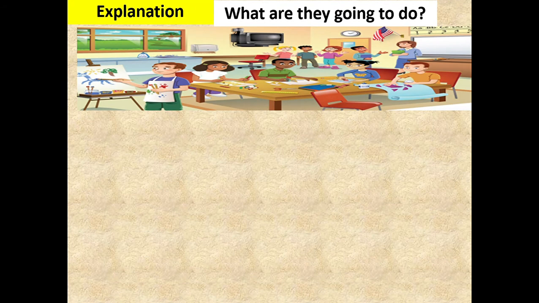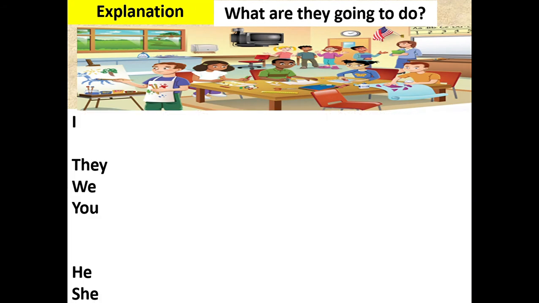For example, what are they going to do? I am going to draw. They are going to do their homework. We are going to do our homework. You are going to draw a picture. He is going to do his homework, and so on with she.